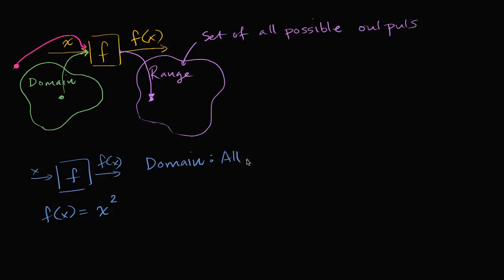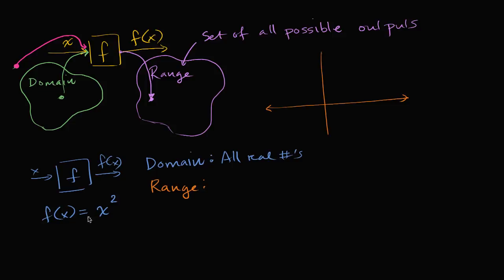All real numbers. But what's the range? I'll do that in a different color just to highlight it. What is going to be the range here? What is the set of all possible outputs? Well, if you think about it, actually, to help us think about it, let me draw a graph here of what this looks like.